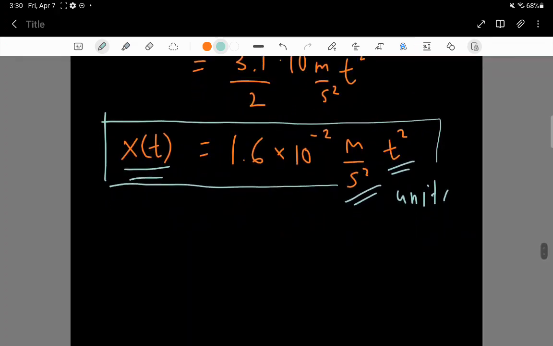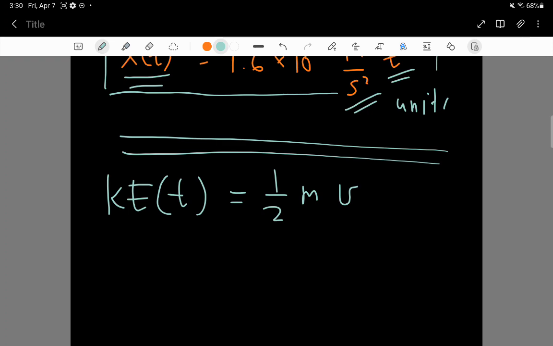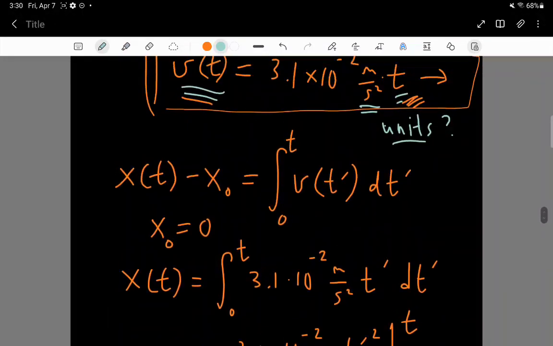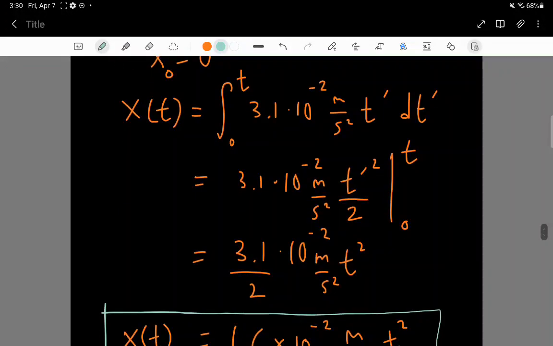Okay. So the last task in this scenario is to get the kinetic energy as a function of time. So the kinetic energy is just 1/2 m v squared, but in our case, the velocity itself is time dependent. And so all you got to do is 1/2 times 3.2 times 10 to the minus 3 kilograms, that's the mass, and then you multiply by the expression for v of t and square it. So here is v of t, 3.1 times 10 to the minus 2.